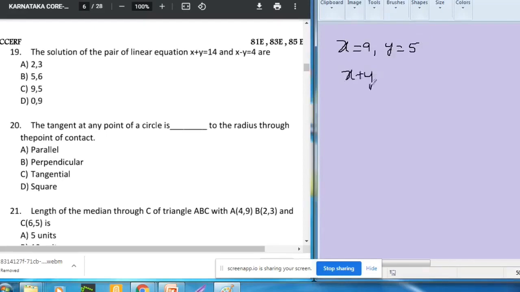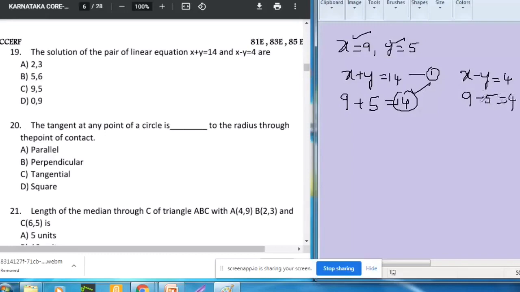The first equation is x plus y is equal to 14 and the second equation is x minus y is equal to 4. We are going to replace this x and y in the first equation and second equation. If both are satisfying, then answer C is correct. So x is 9 and y is 5, which is nothing but 14. Yes, it is satisfying the first equation. And I am replacing x value with 9 and y value with 5, which is nothing but 4. 9 minus 5 is 4, which is the right hand side.